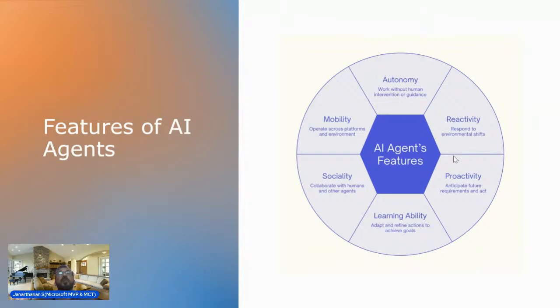And it also has learning ability. When I say learning ability, it has a learning curve to adapt to various goals you will be able to achieve with the help of Azure AI agent services. And then when it comes to sociality, most of the agents nowadays, if you want to build them, are suited to human interventions. That is in terms of sociality. So these are the various features of how AI agents are present in the current situation.